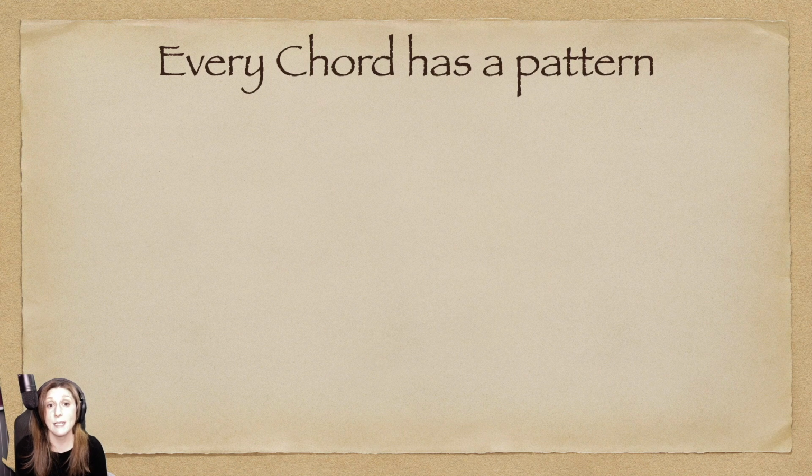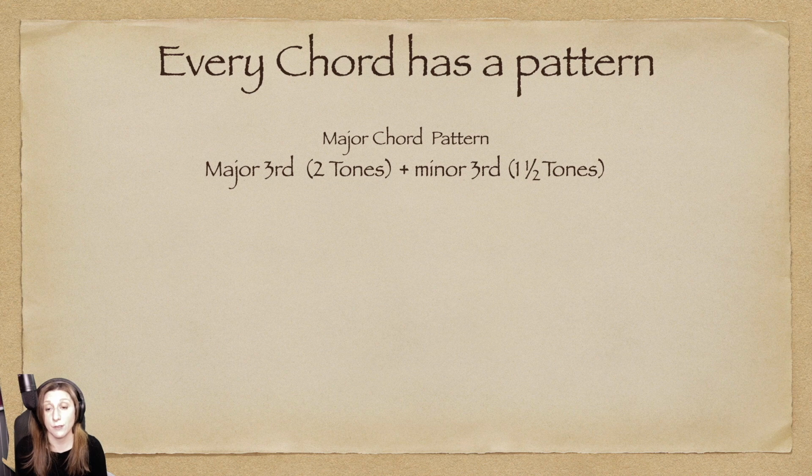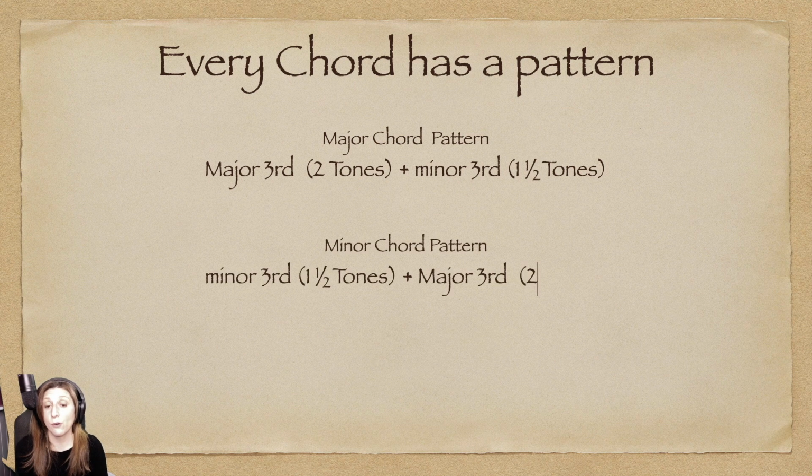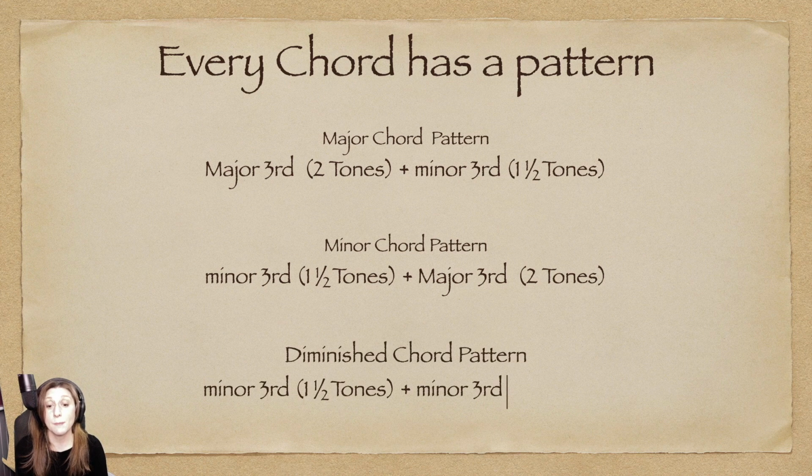Every chord has a pattern. So the major chord pattern is going to be the combination of a major third and a minor third. The minor chord is going to be a combination of a minor third and a major third, while the diminished chord is going to be a combination of 2 minor thirds.